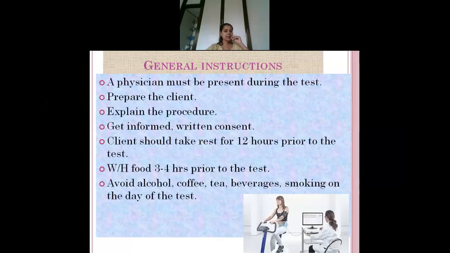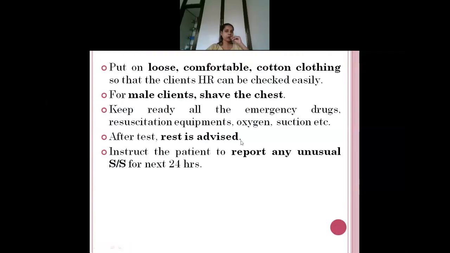At least 3 to 4 hours before they come, they should have a very light snack, or 3 hours before they can have the food and come. So that has to be advised for the person. Then tell them to wear loose clothes. And if it is a male client and a lot of hair is there on the chest, you can shave or trim the hair.